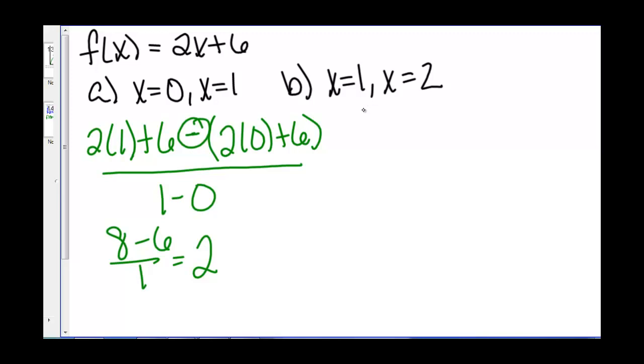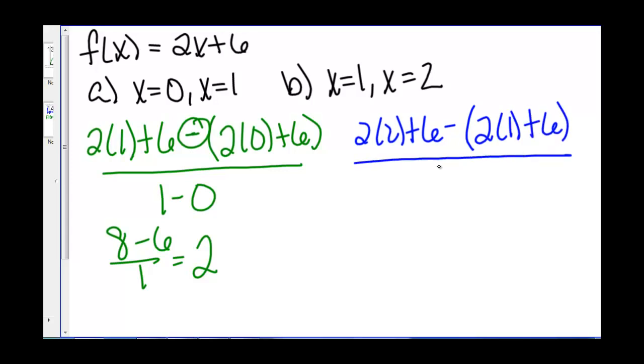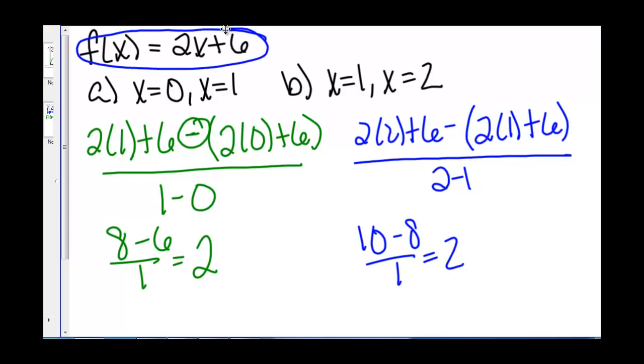Now between x equals 1 and x equals 2, that is 2 times 2 plus 6 minus the whole quantity, 2 times 1 plus 6, all over 2 minus 1. So we have 10 minus 8 all over 1, and that's 2. So we notice that with linear functions, our average rate of change is always the same, and that is the slope of the line.